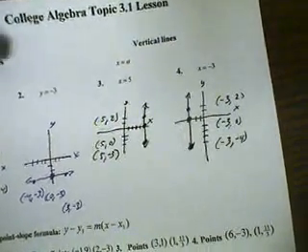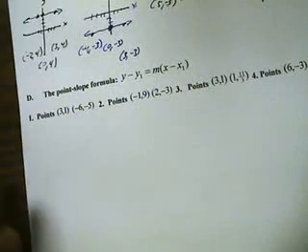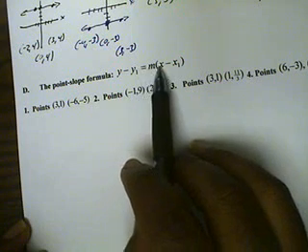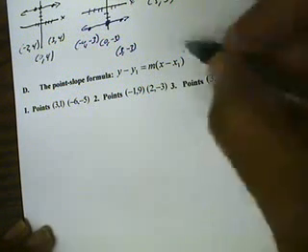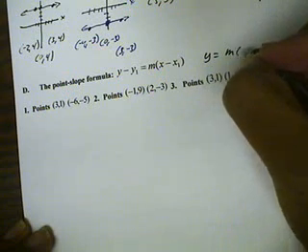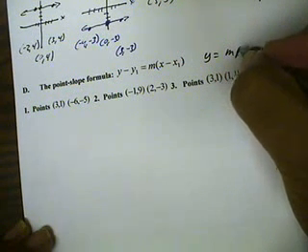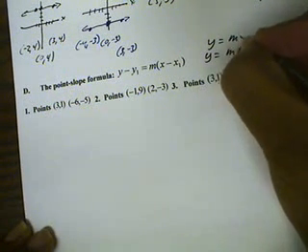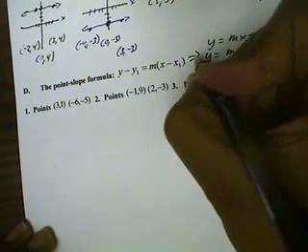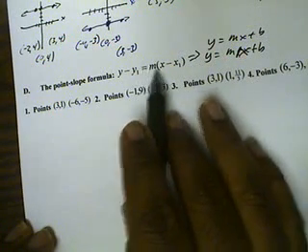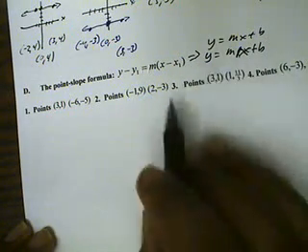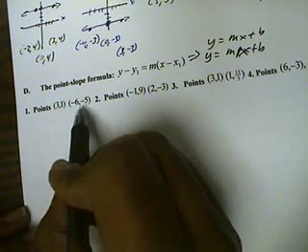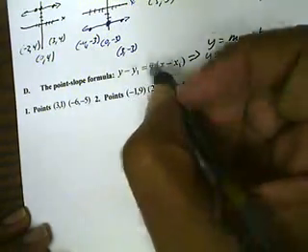Next, the point-slope formula. The point-slope formula, which is y minus y1 equals m times x minus x1, is the way that we develop linear equations in point-slope form. Okay, y equals mx plus b. So the goal is to take a point and a slope and create a linear equation in slope-intercept form. So here we have a point (3, 1) and a point (-6, -5). We want to first develop the slope.